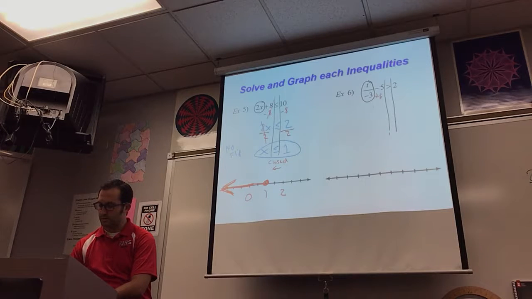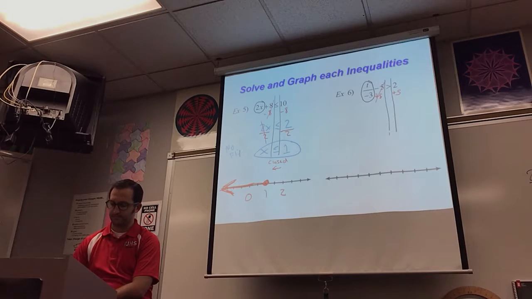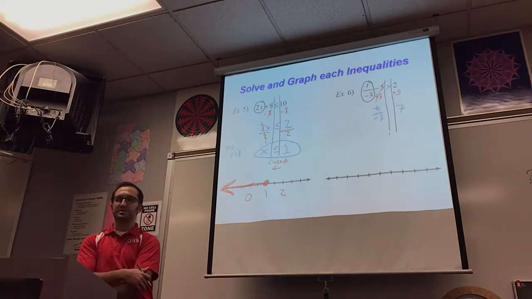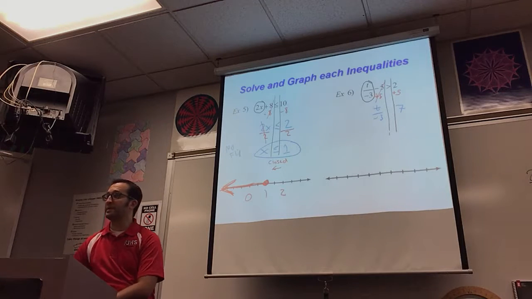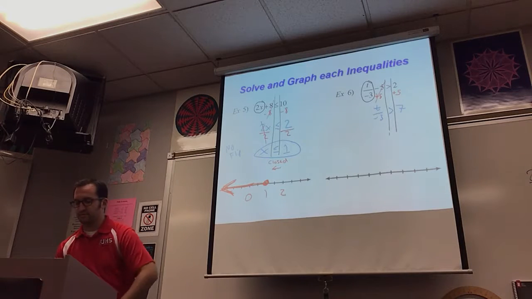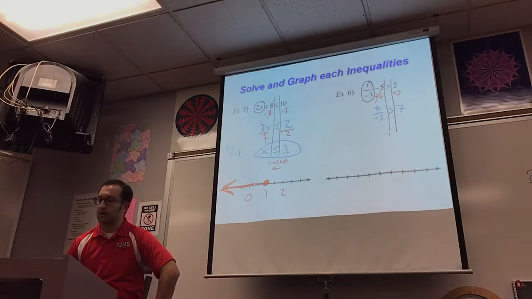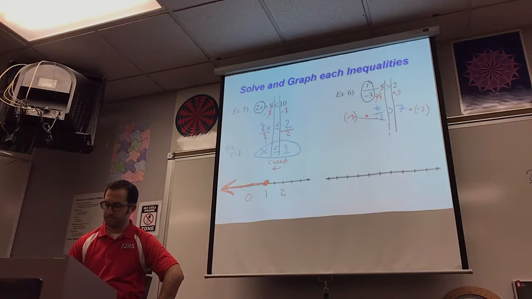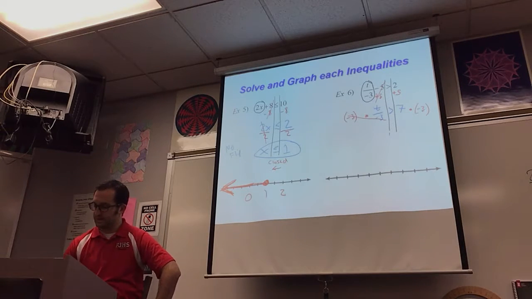Plus 5, plus 5. And I have t over negative 3 and 7. Do I need to flip the symbol in that step? Nope, because I didn't multiply or divide by a negative. Okay, and now I need to multiply by what? Negative 3. And I get t and negative 21.